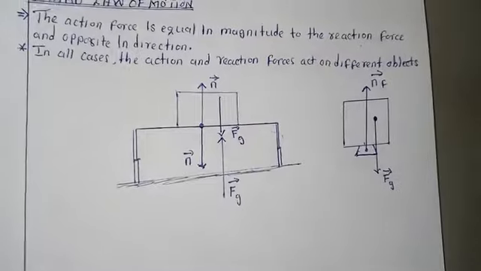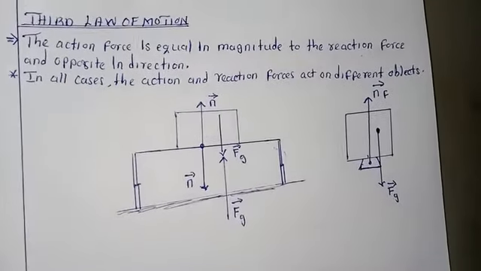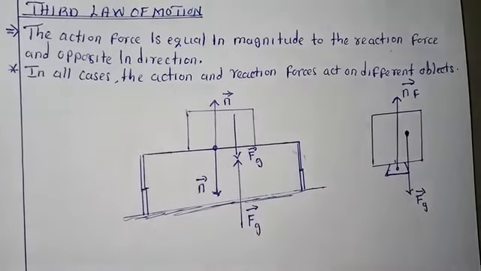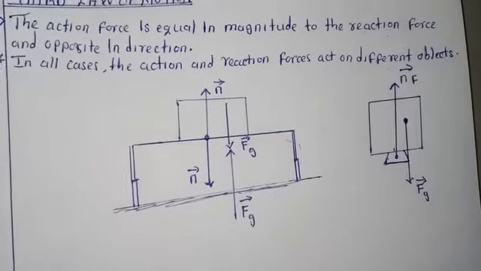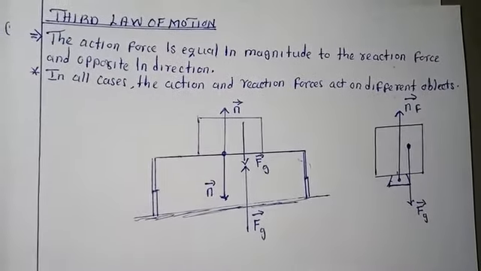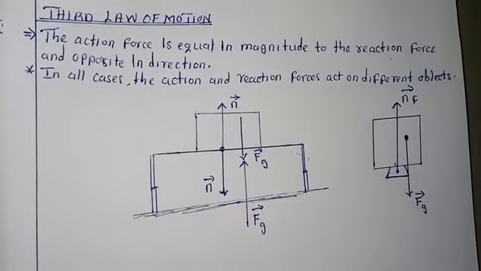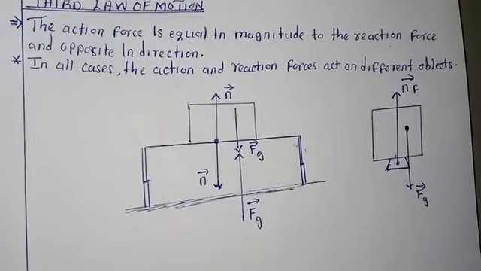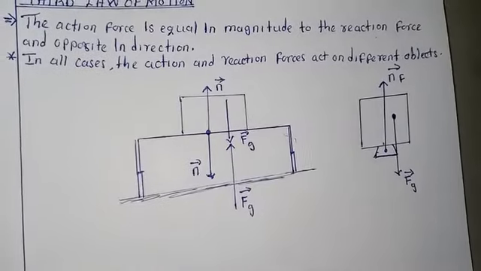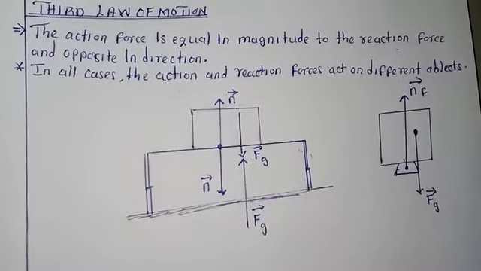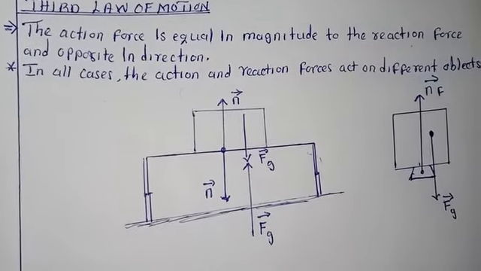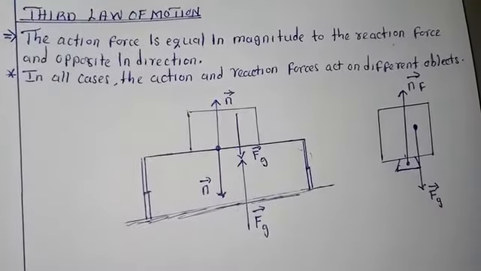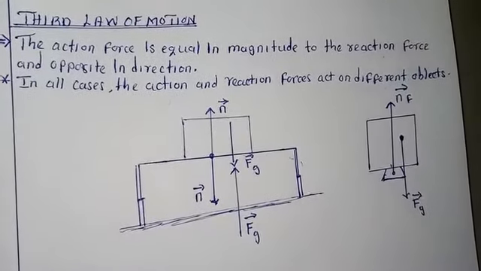Now, what about the third law of motion? What is Newton's third law of motion all about? Since we discussed the first law, what is the third law all about? The third law of motion simply states that the action force is equal in magnitude to the reaction force and opposite in direction. In all cases, the action and reaction forces act on different objects. So Newton's third law of motion is also known as the action, reaction, but in opposite direction forces. In other words, this is simply where the heart of this topic is.